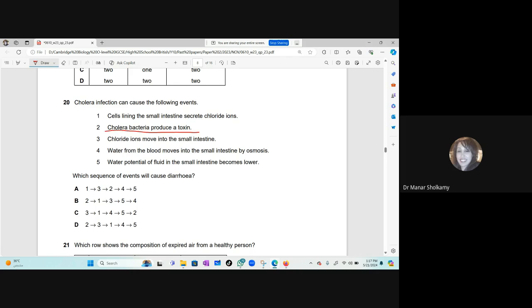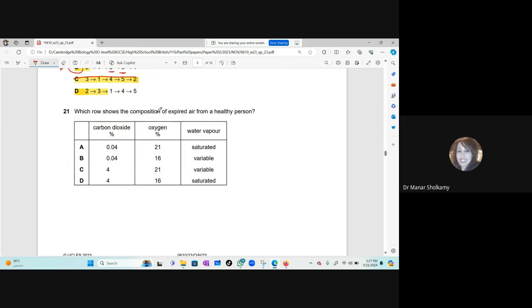The cholera bacteria produce toxin. So the answer is either B or D. You choose. Is it 2-1 or 2-3? B. Yes. The cholera produces toxins, and then the cells lining the small intestine will become irritated and they secrete chloride ions. So it's B. And then let's look at 3. And then after the chloride ions move into the small intestines, and then 5, the water potential of the small intestine will decrease. And this is going to be followed by water. So the answer is B. This can be a tricky question if you did not study well. So let me highlight this also for you.